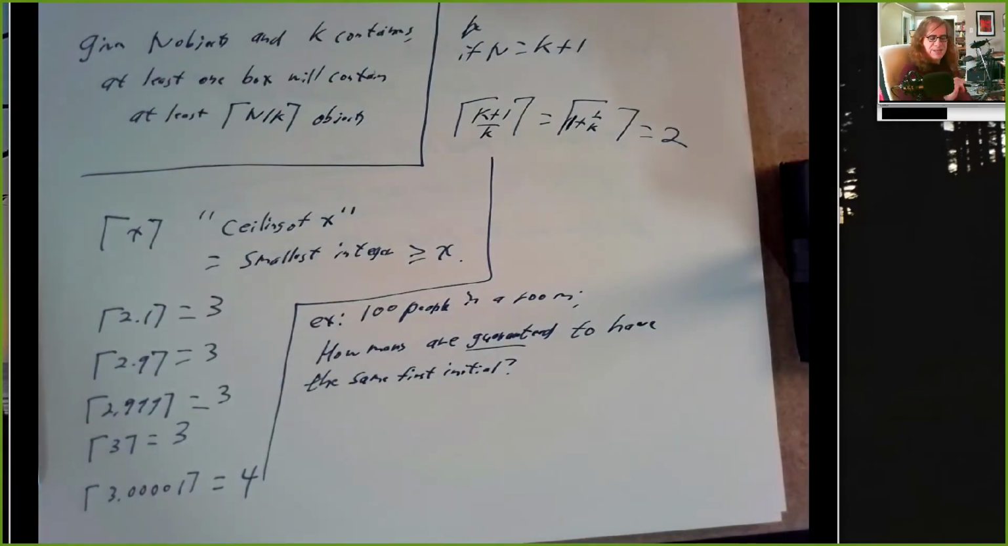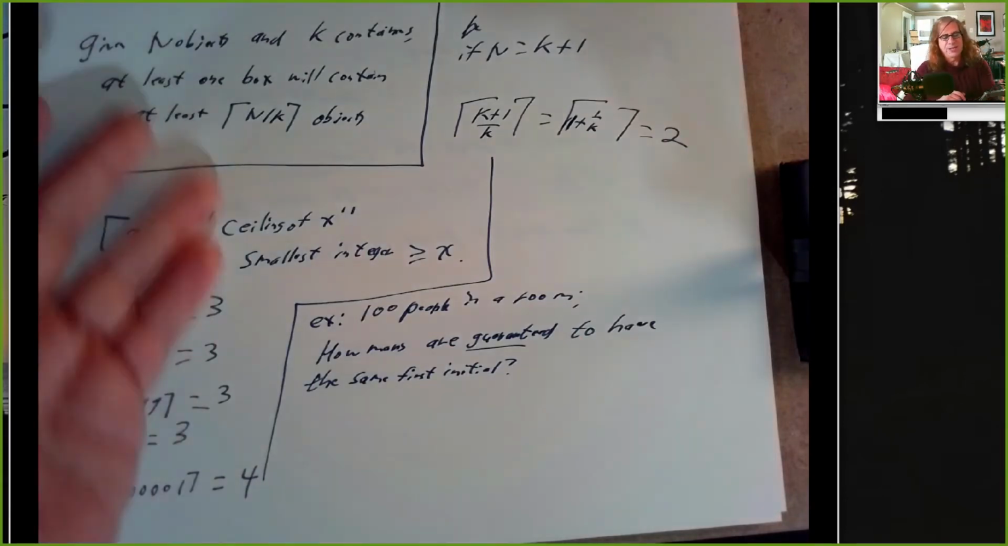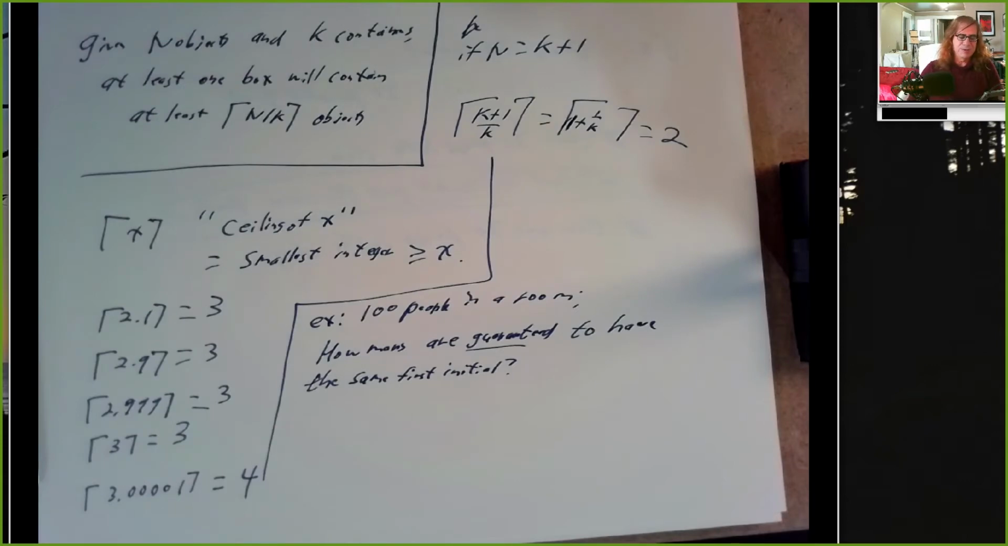But we can make a guarantee that there will be at least a certain number of people who have the same first initial, and this comes out of the generalized pigeonhole principle. So what do we do? We make 26 containers, we label them A through Z, we take each party member, and we put them into one of these boxes based on their first initial.